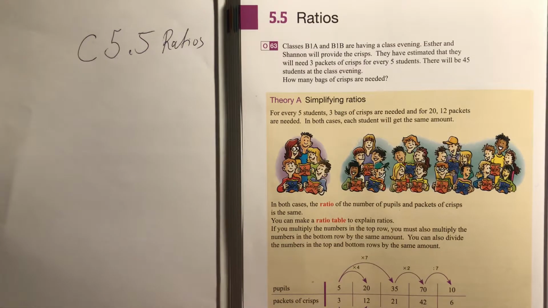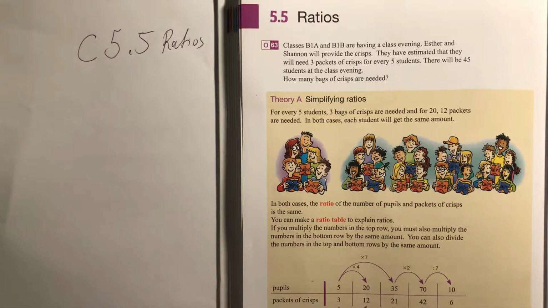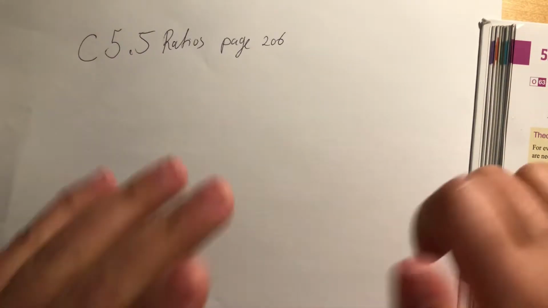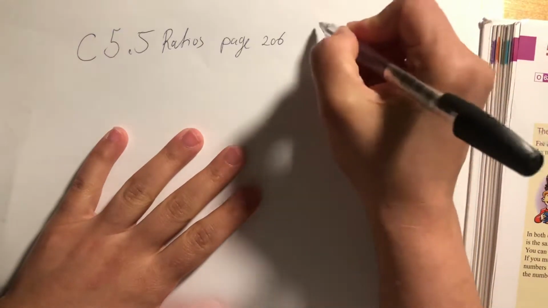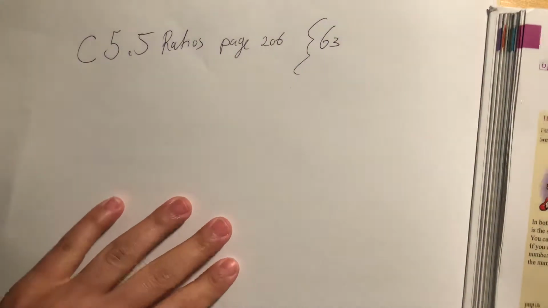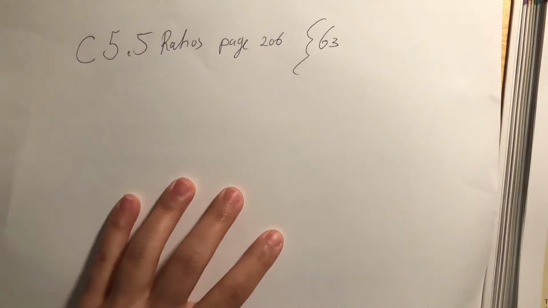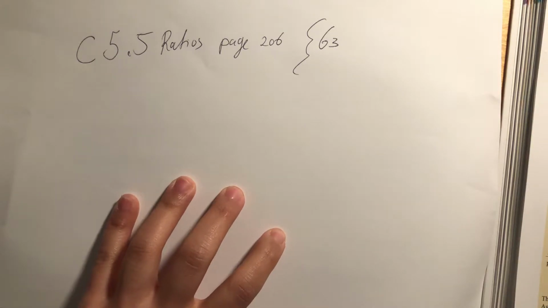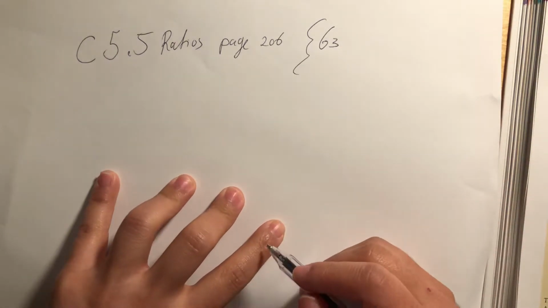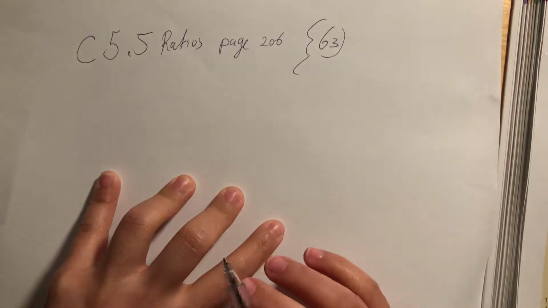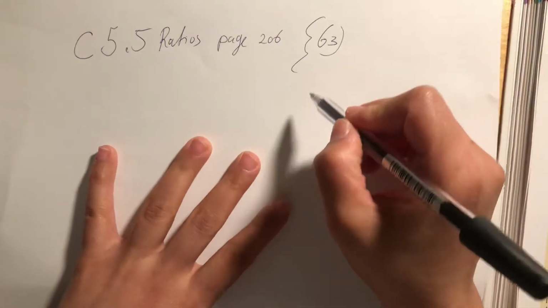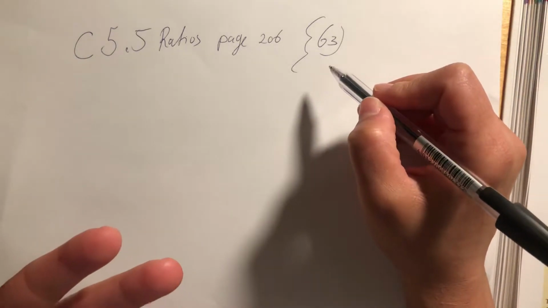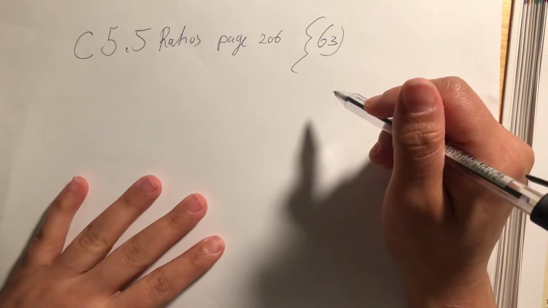Well, there are many ways to approach this. Let's look at a few ways to solve something like this. So exercise 63, we're going to talk about it on the right side of the paper. So we know that 3 packets of crisps are needed for every 5 students. And there will be 45 students at the class evening. So the first way to look at it is by writing what we need for the amount of crisps and for the amount of students.